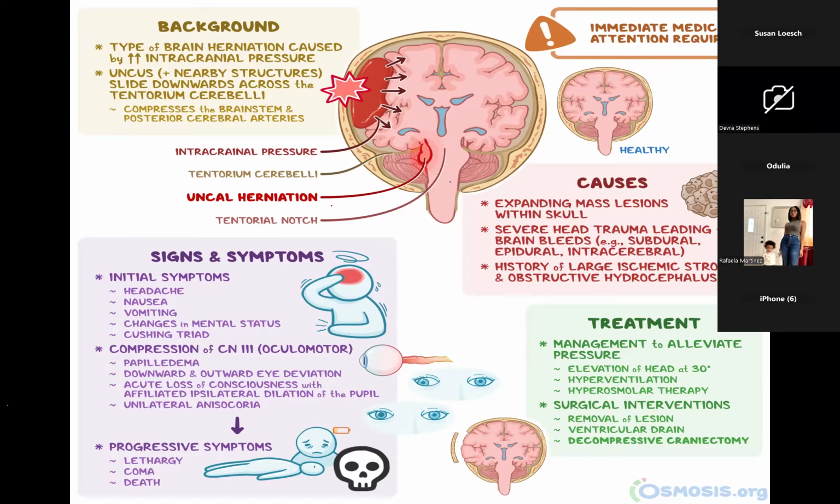Again, when you were asking about the fixed pupils, look at your progressive symptoms here on the left. Lethargy, coma, and eventually death. Because when we're looking at someone on the coma scale, one of the things we are looking at are those eyeballs, right? How they're responding there.